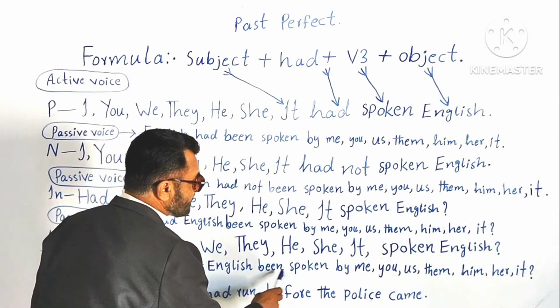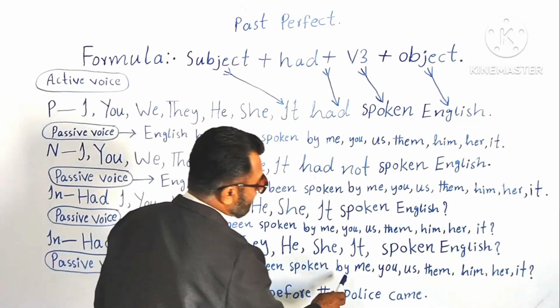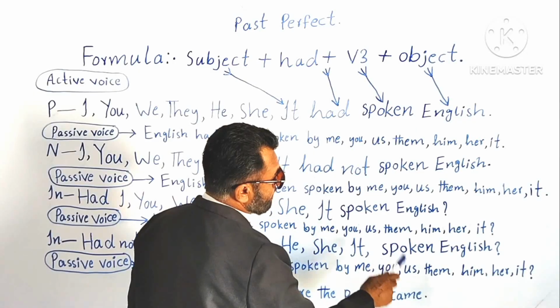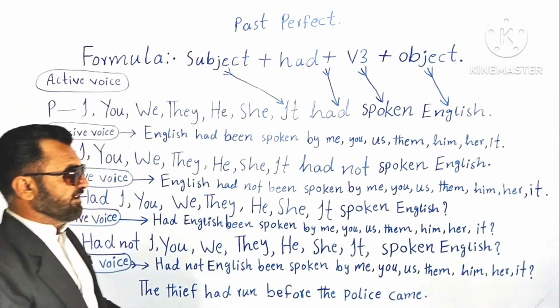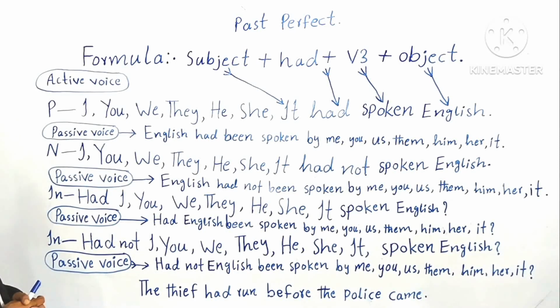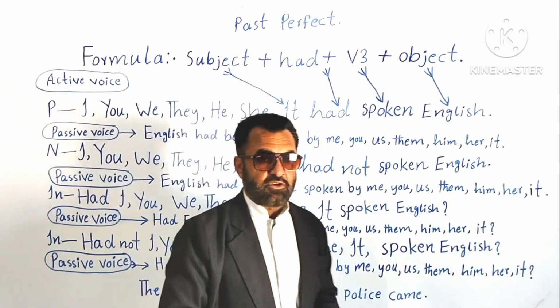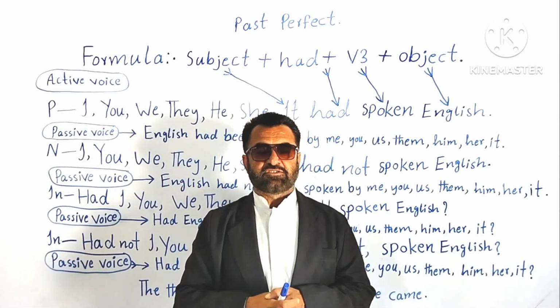Hadn't English been spoken by me, by you, by us, by them, by him, by her, by it, by Ali, etc. Understood? Now, this was your past perfect with active voice and passive voice.